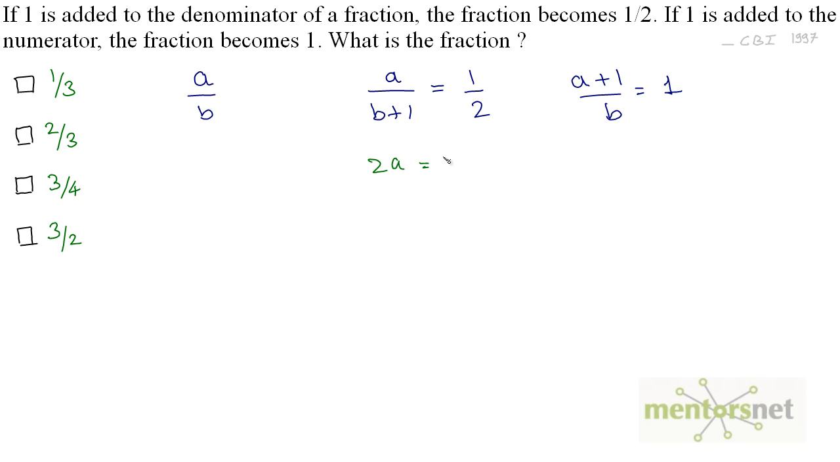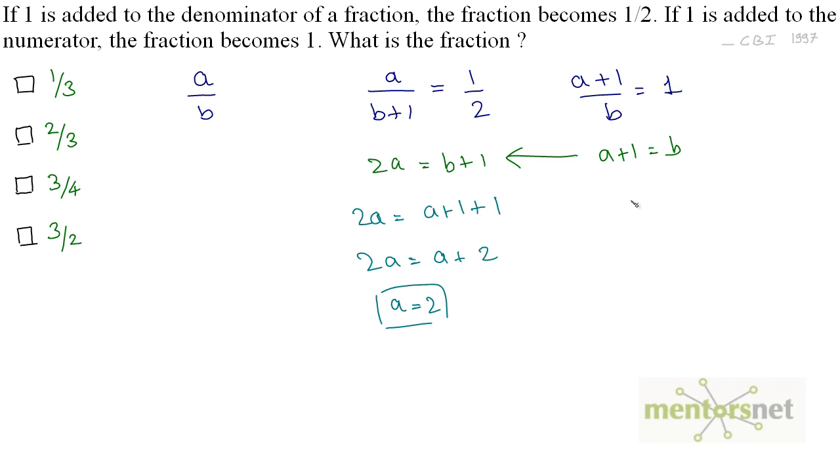So this is 2a is equal to b plus 1, and this one is a plus 1 is equal to b. Now put the value of b equal to a plus 1 in this equation. So we get 2a is equal to a plus 1 plus 1. So 2a is equal to a plus 2. So 2a minus a is equal to 2. So a's value is 2 and b is equal to a plus 1, so it is 2 plus 1. Therefore b is equal to 3. So the fraction is a by b, which is 2 by 3. So the answer is option B.